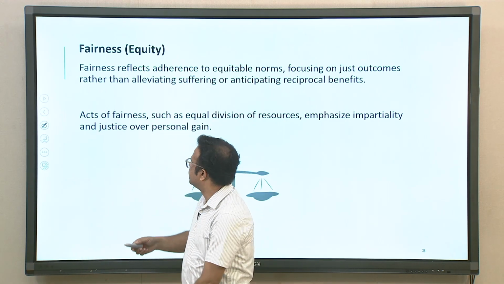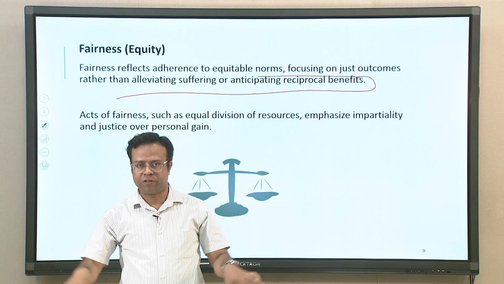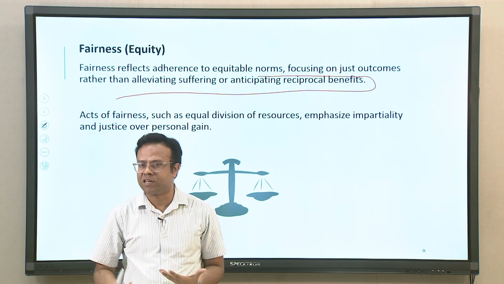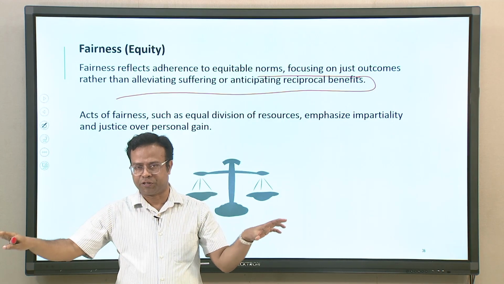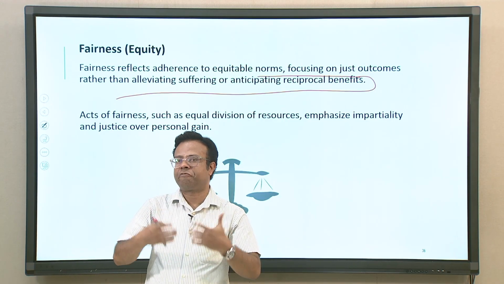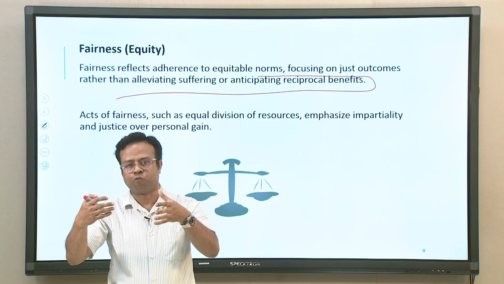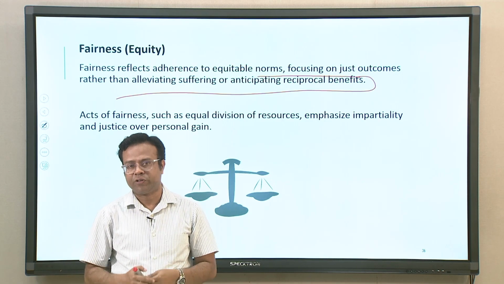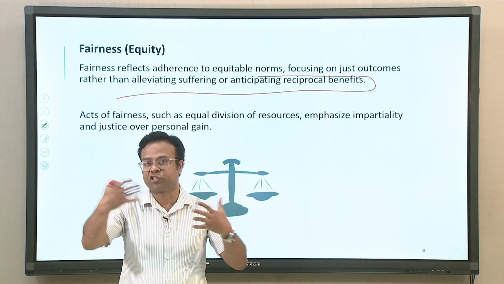Fairness reflects adherence to equitable norms, focusing on just outcomes rather than alleviating suffering or anticipating reciprocity. The focus of fairness is how to equitably distribute things, so that everybody gets according to what they deserve. The focus is on the outcomes, how they should be distributed. People are fair when things are distributed according to what people need or deserve. That becomes equitable fairness in situations where there has to be distribution of resources.